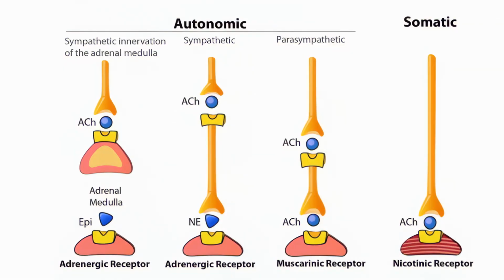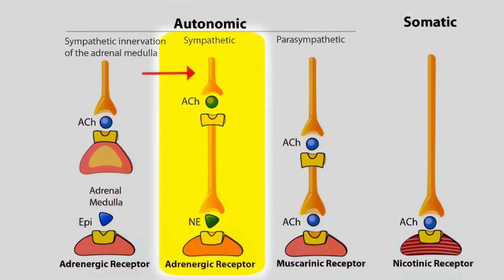In the sympathetic nervous system we have short preganglionic fibers stimulating nicotinic receptors on ganglia that are very close to the spine, and then very long postganglionic fibers that secrete norepinephrine that are going to stimulate those adrenergic receptors right on those effector organs.